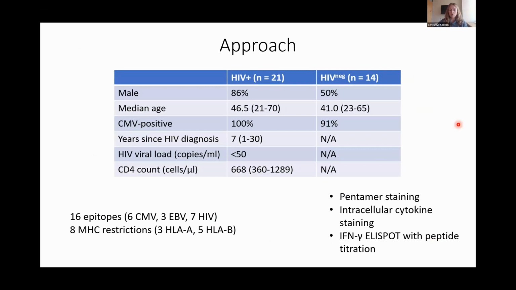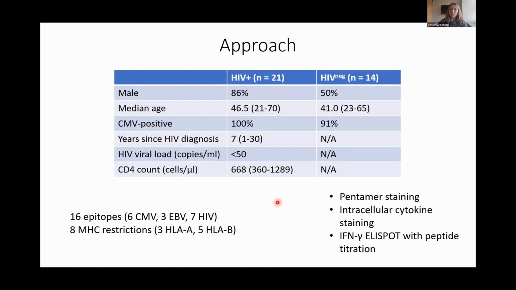So our approach was to use a cohort of HIV-infected and uninfected individuals. Our HIV-infected participants were durably suppressed on antiretroviral therapy. We had male and female participants across a broad range of ages, and the majority were also CMV co-infected. We used interferon gamma ELISpot to screen these participants for responses to 64 different individual epitopes from 3 viruses, CMV, EBV, and HIV, and we identified responses to 16 of these epitopes across the cohort from the 3 different viruses, with 8 different MHC class 1 restrictions.